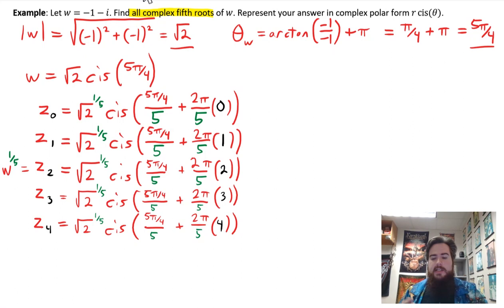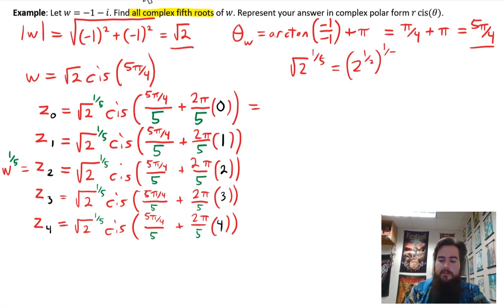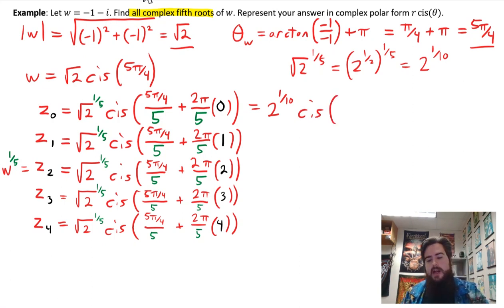So let's simplify these into complex polar form. Square root of 2 to the 1/5 power. Well, the square root of 2 to the 1/5 you can consider as 2 to the 1/2 power, which is taken to the 1/5, and that means that we will multiply those powers to get 2 to the 1/10 power. So my answer here will be 2 to the 1/10, or the 10th root of 2 if you prefer, times cis of 5 pi over 4 divided by 5 would just be pi over 4, plus this expression would equal 0, so that is it for my first solution.